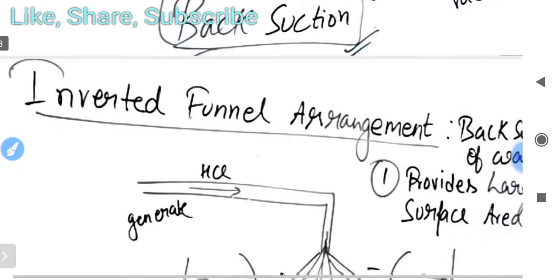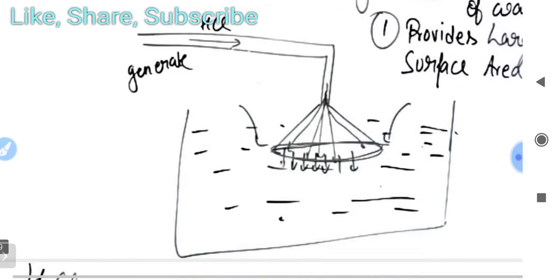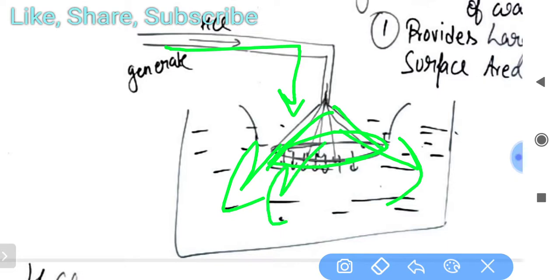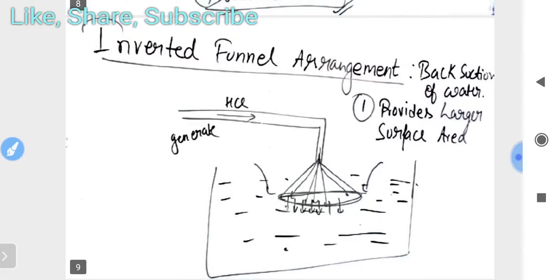They made an inverted funnel arrangement, like this. Here HCl is generated, and when we make this type of structure, the surface area for the HCl gas becomes higher. Now we have much more space compared with the earlier one, so it dissolves at a low rate. Back suction of water will be prevented because it provides a larger surface area.